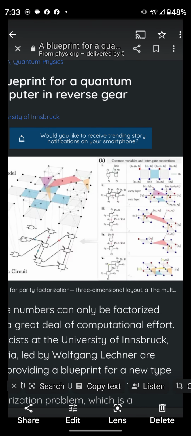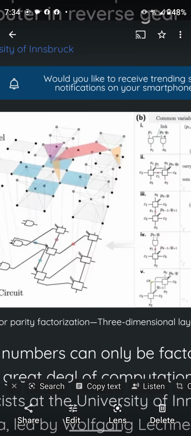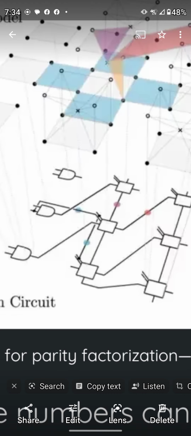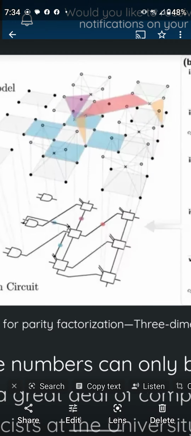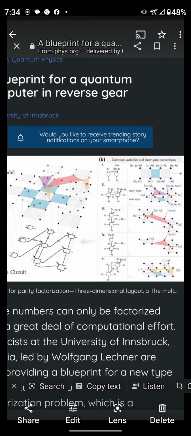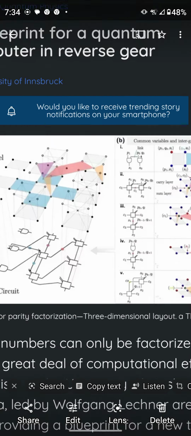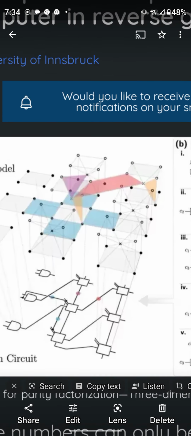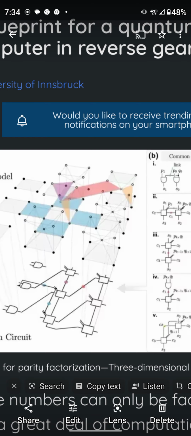So this one was "Blueprint for quantum computer in reverse gear." If you can see on the picture, this little circuit down here is a basic multiplication circuit that you would see on any computer that we have today. Classical computers use that circuit, and it's basically used to just do multiplication. And what you see on top is what we call the quantum circuit version of that.